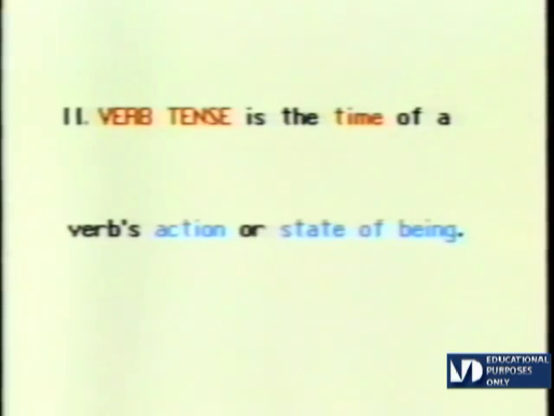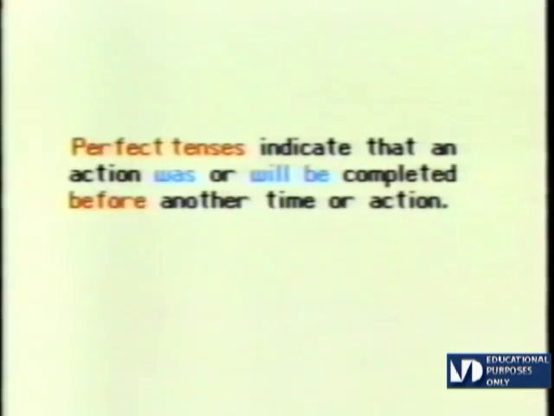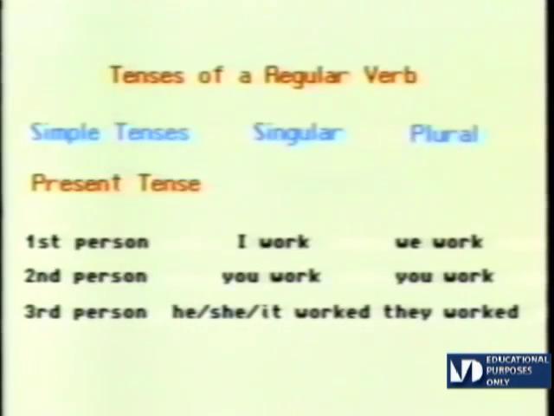Verb tense is the time of a verb's action or state of being. Simple tenses indicate that an action is present, past, or future relative to the speaker or writer. Perfect tenses indicate that an action was or will be completed before another time or action.